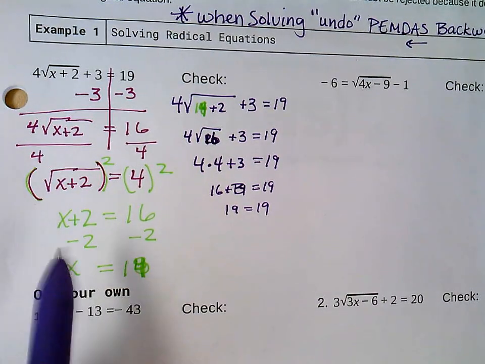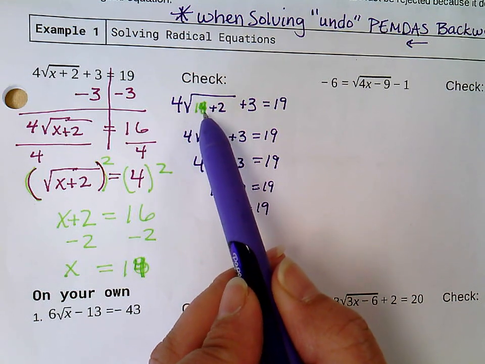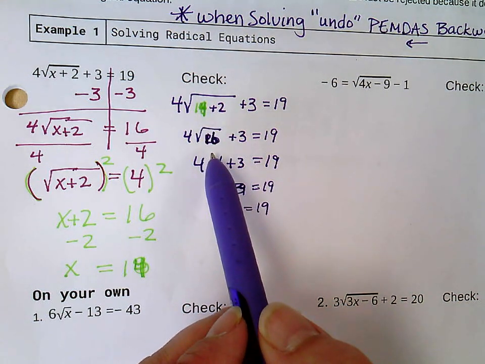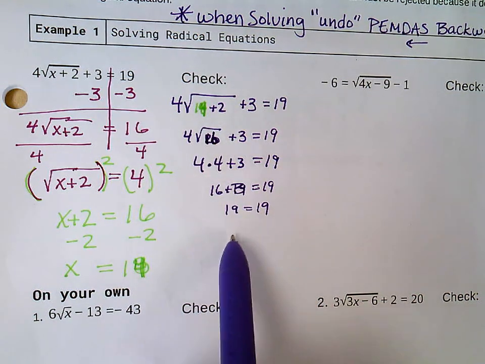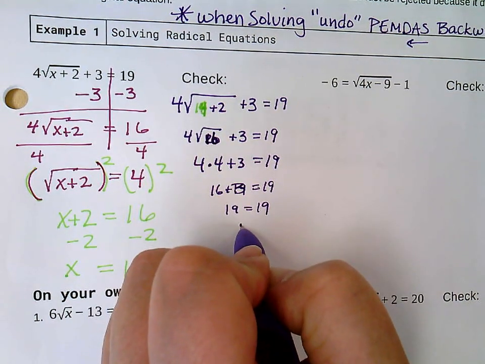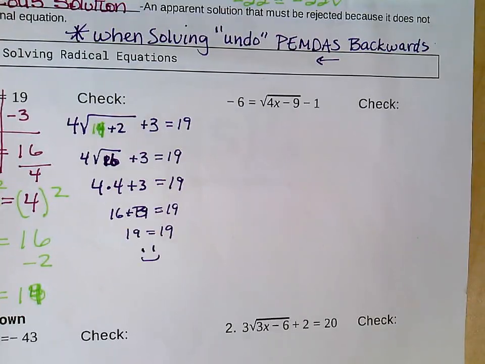All right, I hope you were paying attention because I wasn't. 16 minus 2 is not 18. 16 minus 2 is 14. So I plugged in that 14. Well, actually, I plugged in the 18 and then it became a mess. So then I plugged in the 14, got 16, ended up with 19 equals 19, and we are happy. Okay? All right, so let's try the next one.